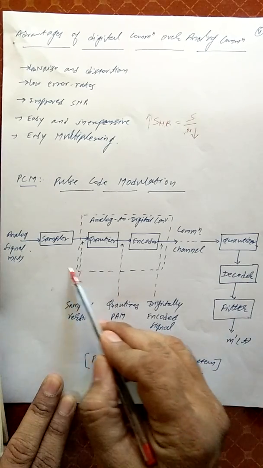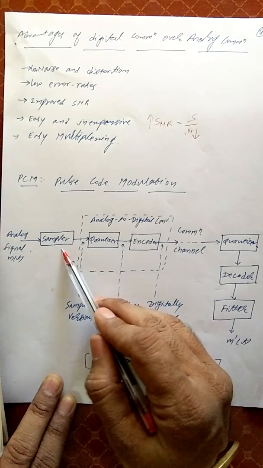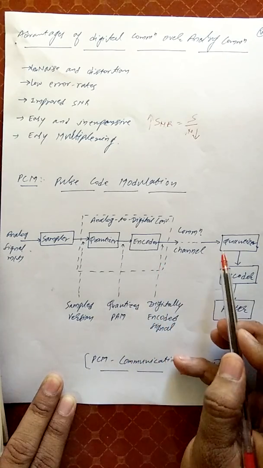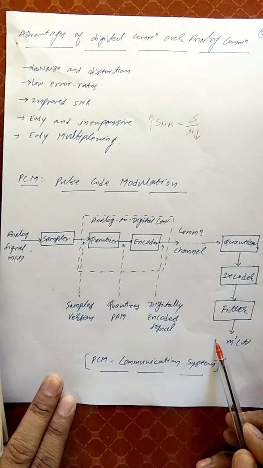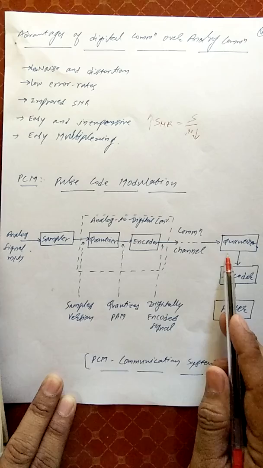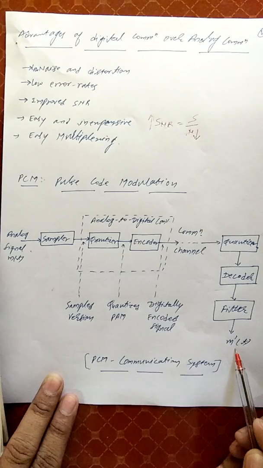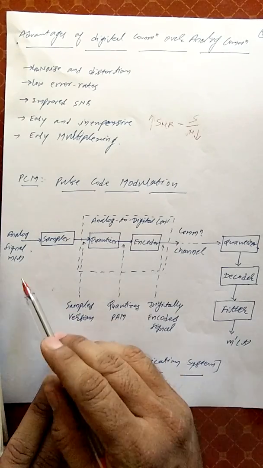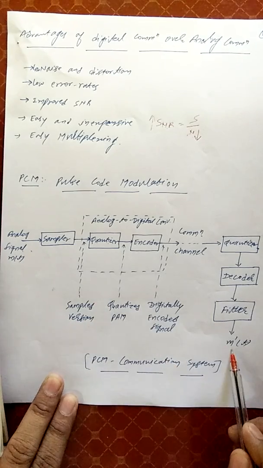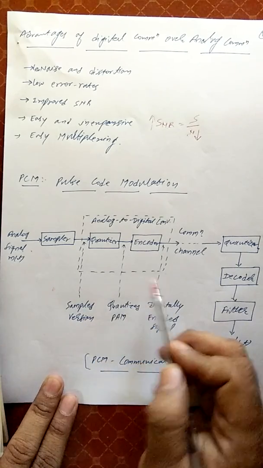This section is the transmitter section of pulse code modulation, consisting of three basic blocks: sampler, quantizer, and encoder. This section is the receiver section, consisting of three blocks: quantizer, decoder, and filter, and finally it outputs the demodulated signal. These are comparable between m(t) and the output of the demodulator, m dash of t. First, consider the transmitter section of pulse code modulation.